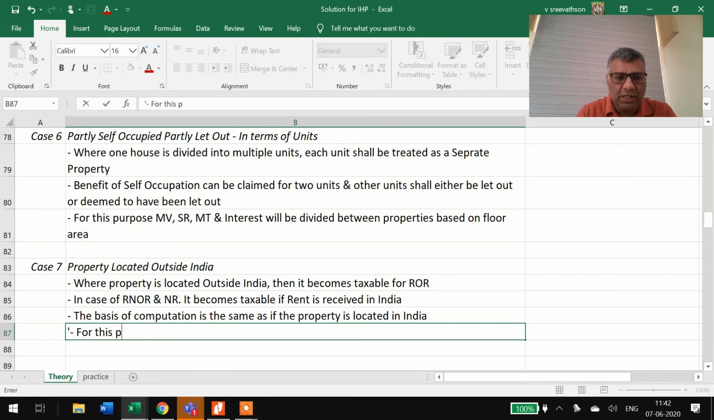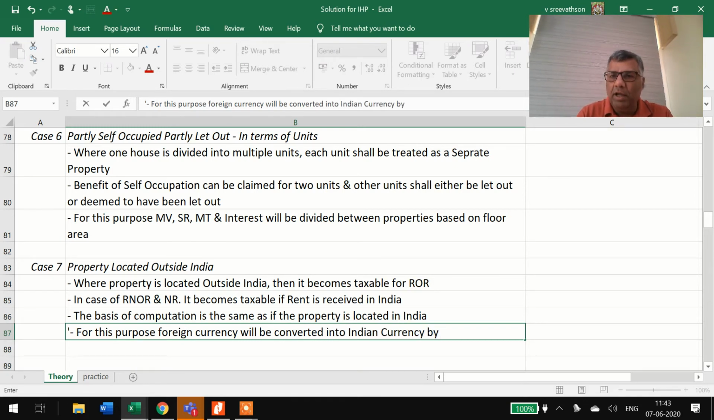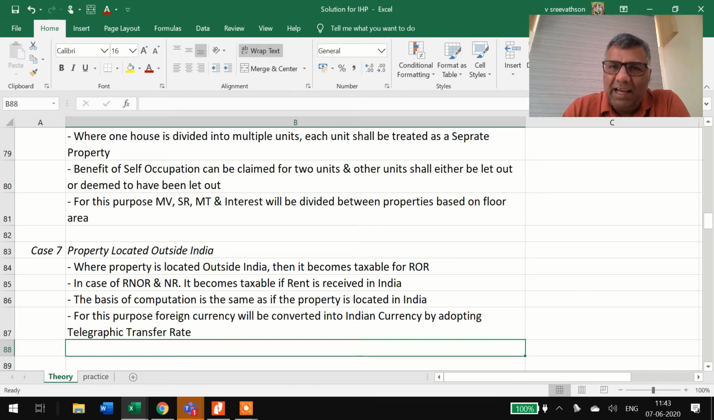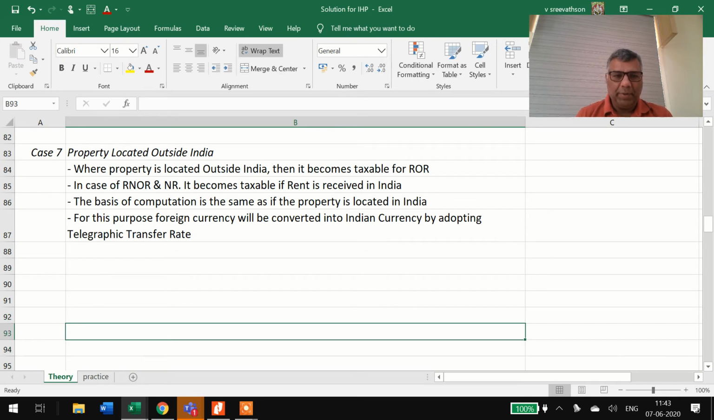For this purpose, foreign currency will be converted into Indian currency by adopting the telegraphic transfer rate, which is popularly known as bank rate, my dear friends. Telegraphic transfer rate, that's what they call it. Technical word, practical or colloquial word is bank rate. RBI will determine that.